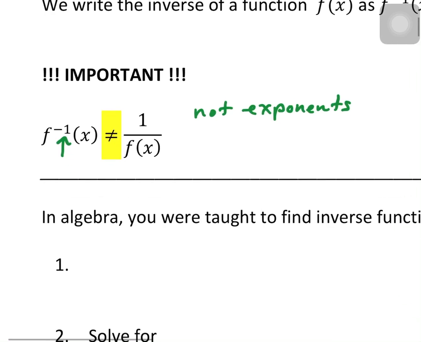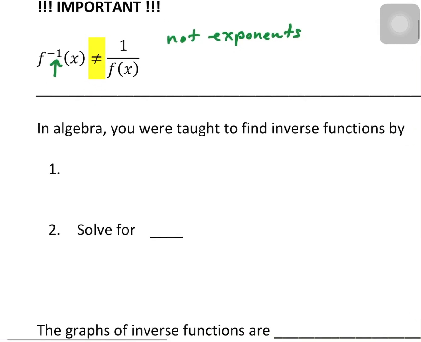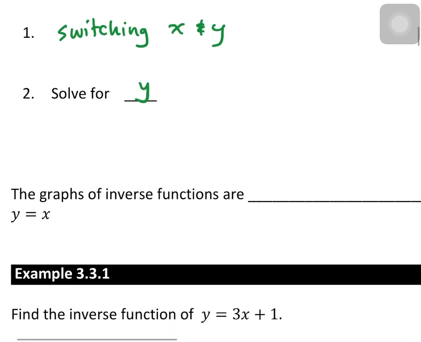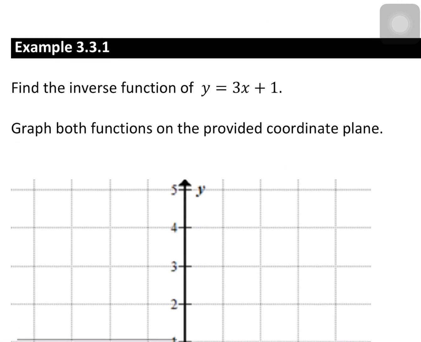Okay? In algebra, you're taught to find inverse functions by switching x and y around and then solving for y. The graphs of inverse functions are symmetric to the line y equals x. Here's what I mean by that.